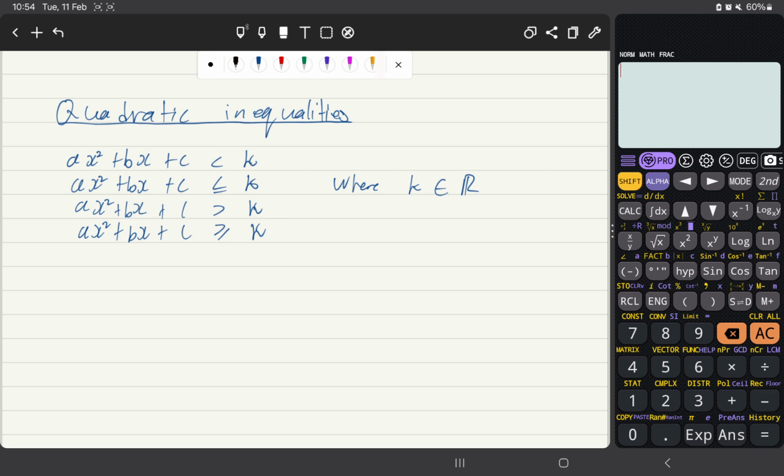Then you have your inequality sign, then you have another expression, and that other expression could either be a constant or just an expression. So you're trying to solve the values of x where the whole statement will be true, right? So let's get into it. For example, we have this question.